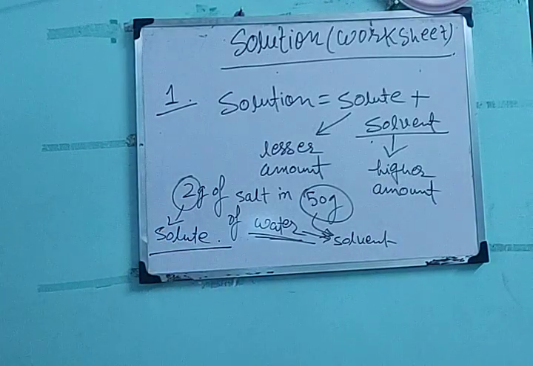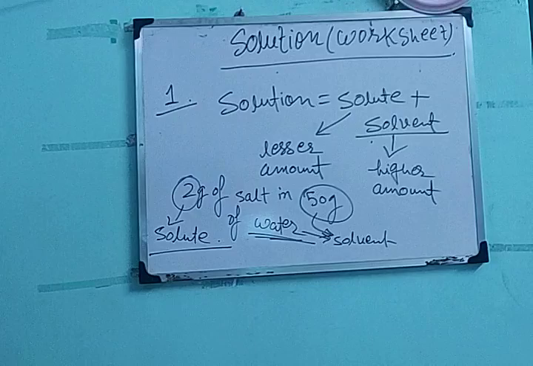So what is a solution? A solution is a homogeneous mixture of solute and solvent, where the solute is present in lesser amount and the solvent in higher amount. For example, if we dissolve 2 gram of salt in 50 gram of water, then water is present in higher proportion, so it acts as a solvent and the salt is the solute here. Next question, number 2: write down 3 properties of a solution.